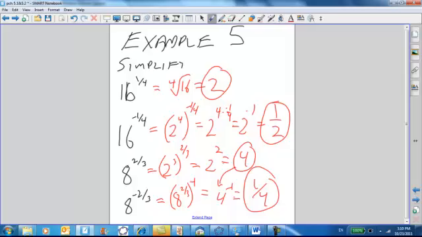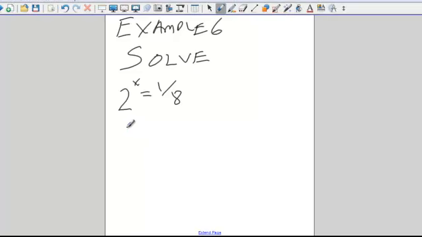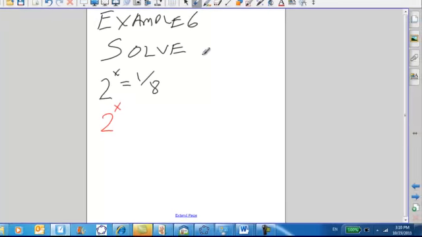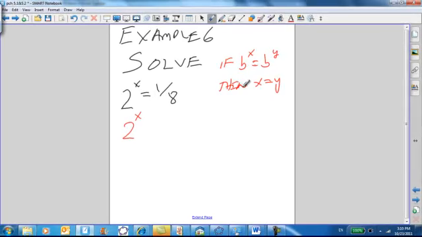Now let's try some solving problems. 2 to the x equals 1/8. Well, we can use the idea that if b to the x equals b to the y, then x equals y. And so this is solving for an unknown power even before we review logarithms, only because we can write both sides as a power of the same base. 8 is 2 cubed, so 1 over 2 cubed is 2 to the negative 3, ergo x equals negative 3.